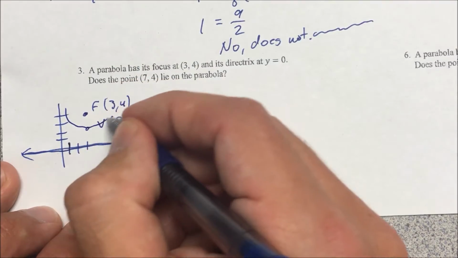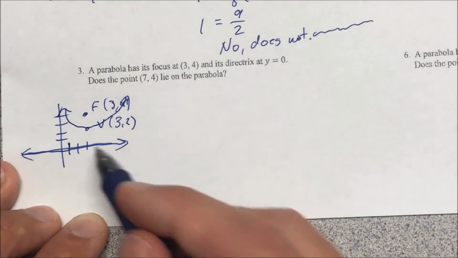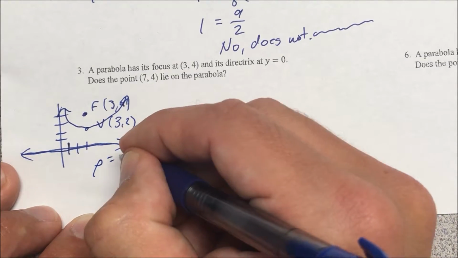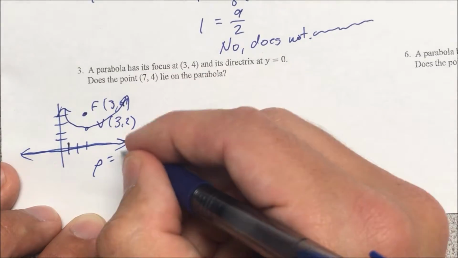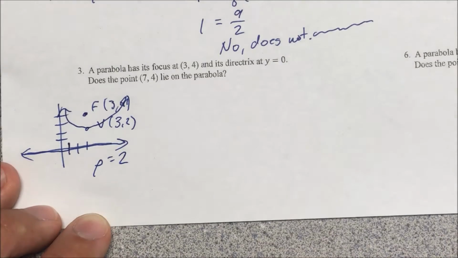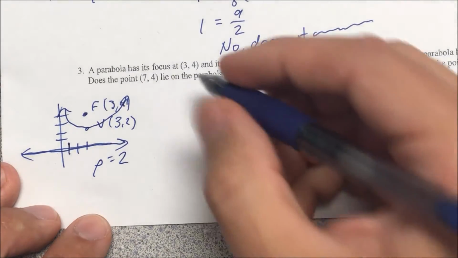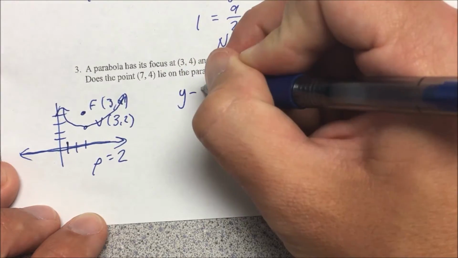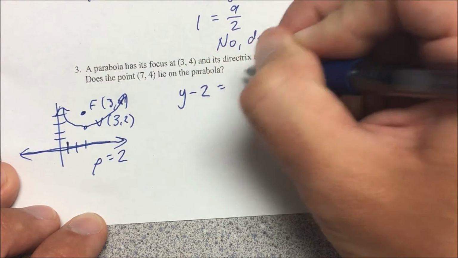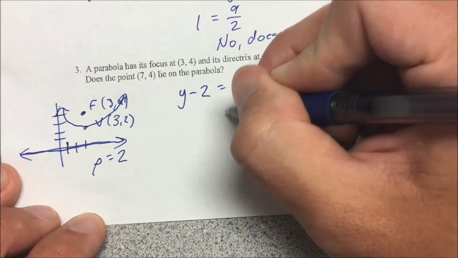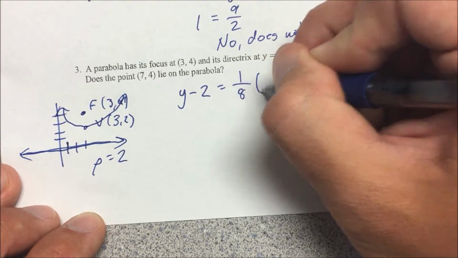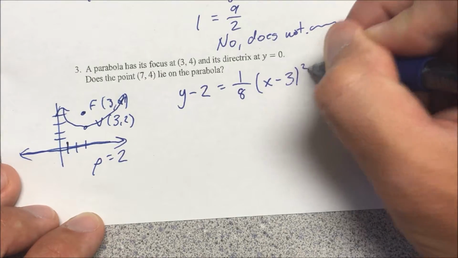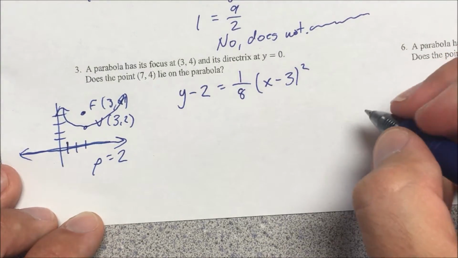And it's going to be opening up. It's going to kind of eat the focus. It's not going to cross over the directrix. And my p-value will be positive again because it's opening up, and it will be 2 again. So let's make an equation. I've got y minus 2 equals 1 over 4p. P is 2 again, so that's 8. And x minus 3 squared.